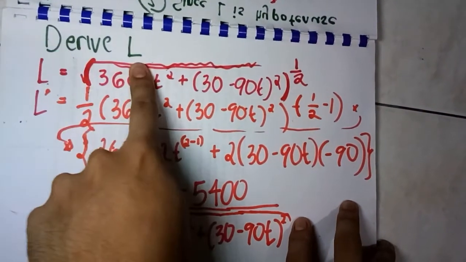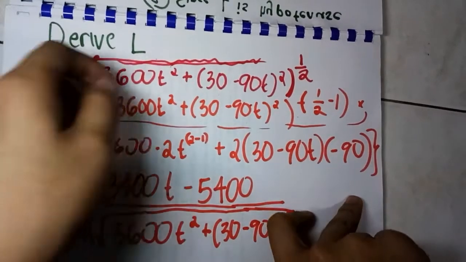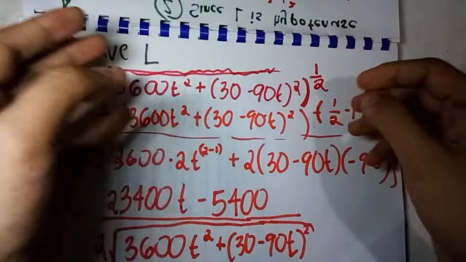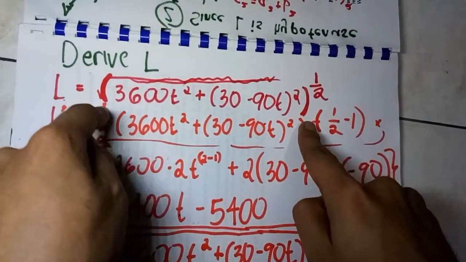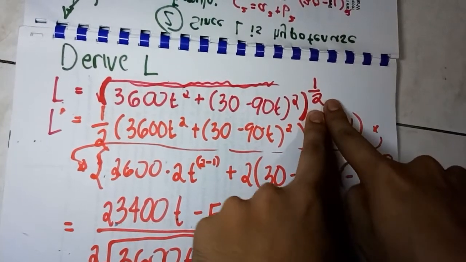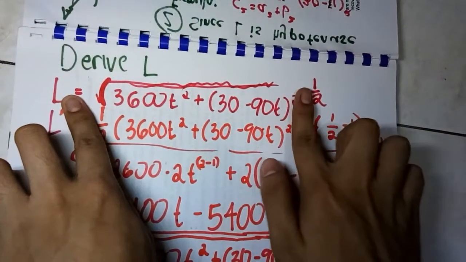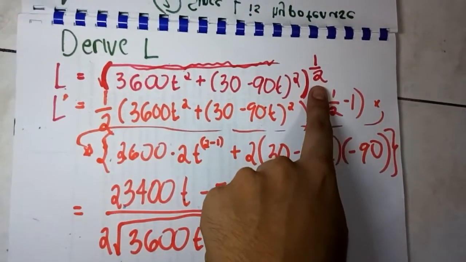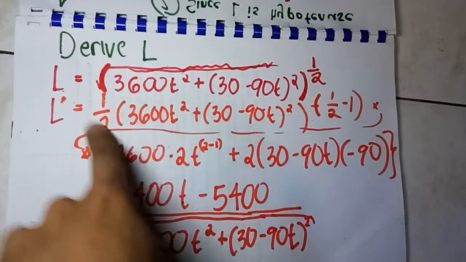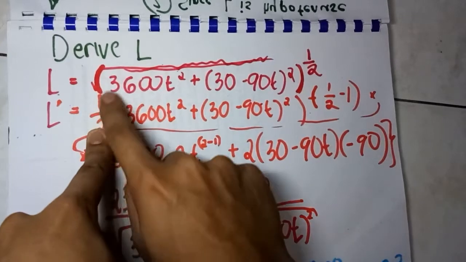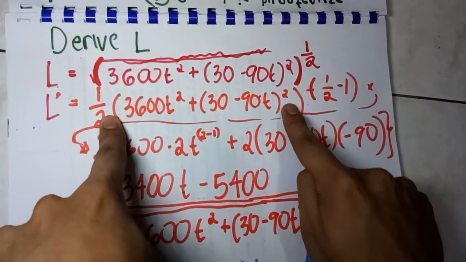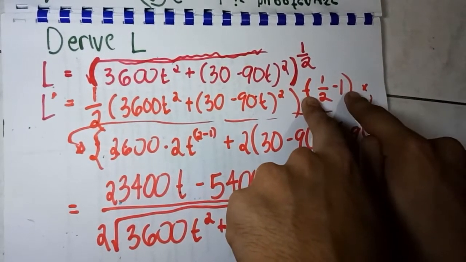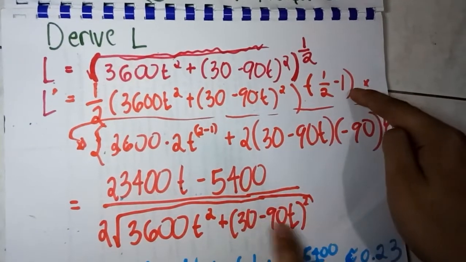Next thing we're going to do is derive L. When it comes to deriving big equations such as this, the first thing I'm going to focus on is the outer one first. We're going to think of this as just one thing, and we're not going to change anything yet. So the 1/2 here will go down front, the inside stays the same, and the exponent will be minus 1, so it becomes negative 1/2.